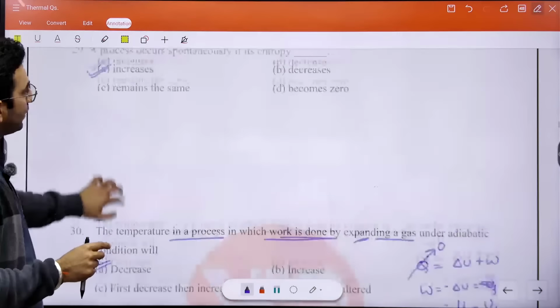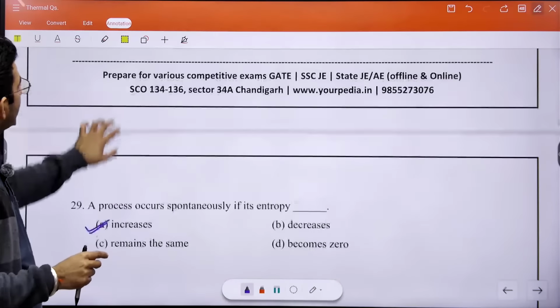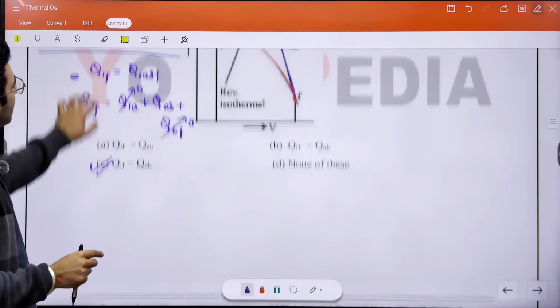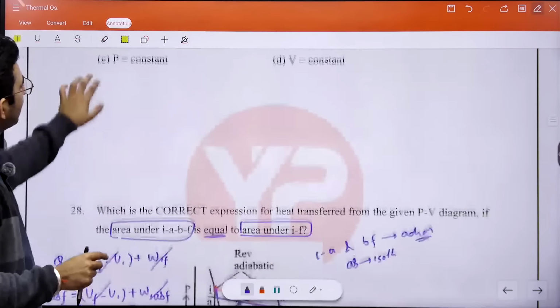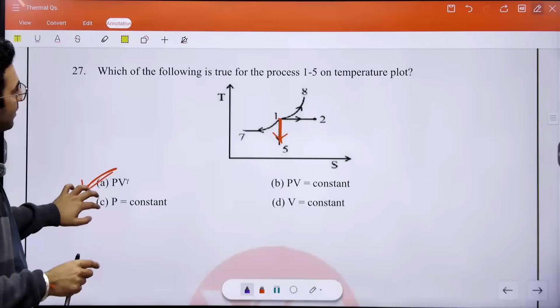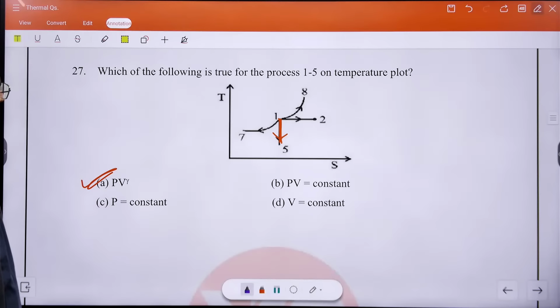Just give me a second, student. There's a problem in question number 27 now. What was the question number 27 here? Yes.